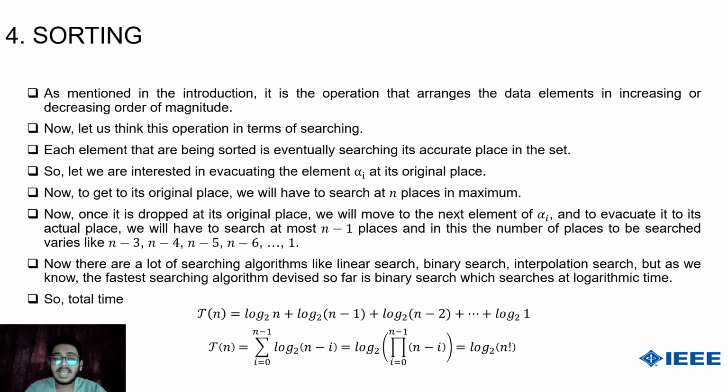So the total time that it will take will be log base 2 of n plus log base 2 of n minus 1 plus log base 2 of n minus 2, and it will go up to log base 2 of 1. If we sum all of them up, we get that the time will be equal to log base 2 of n factorial. In the next slides, we will be using the approximations of n factorial and we'll try to prove the minimality that sorting algorithms could reach.